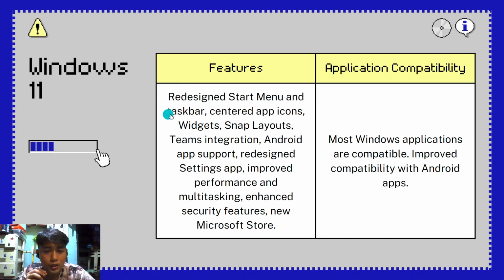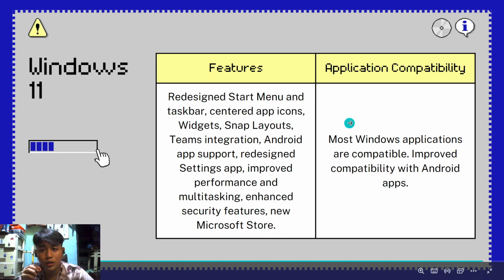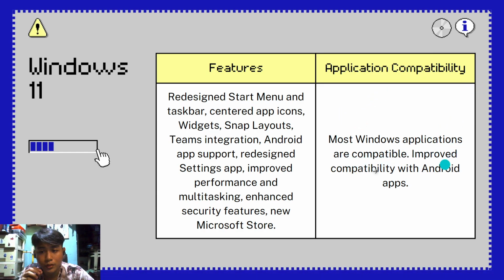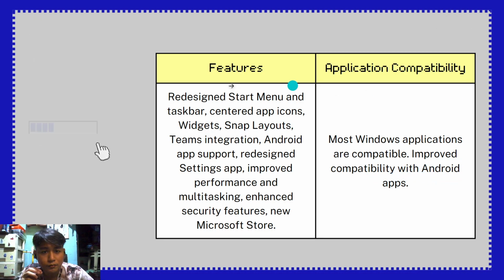The features are a redesigned start menu and taskbar, centered app icons, widgets, snap layouts, Teams integration, Android app support, redesigned settings app, improved performance and multitasking, enhanced security features, and new Microsoft Store. For application compatibility, most Windows applications are compatible, with improved compatibility with Android apps.